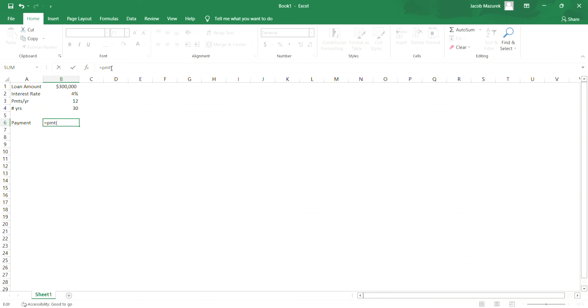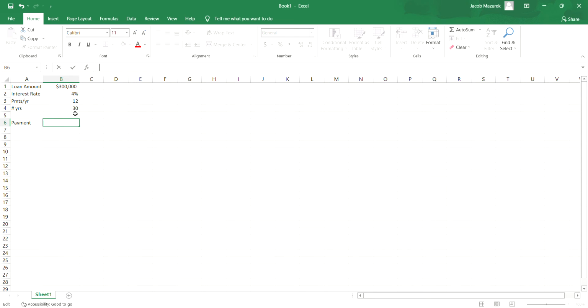And parentheses. Now look here, it shows rate, N per, PV. You need to know this. PV is present value. The rate is what your monthly rate is going to be. That's kind of the early information you need.